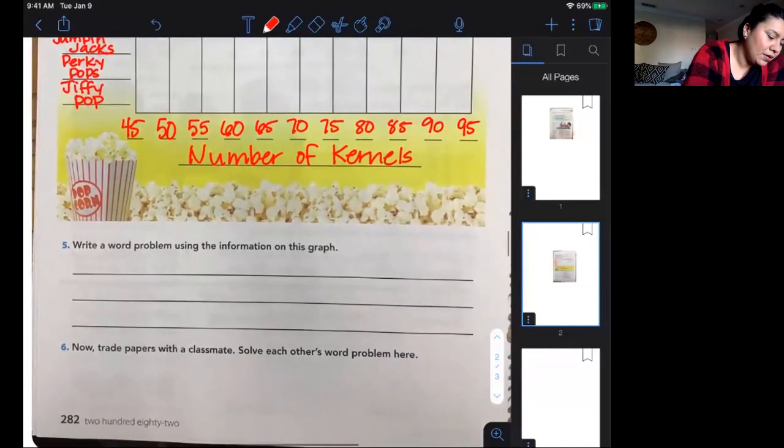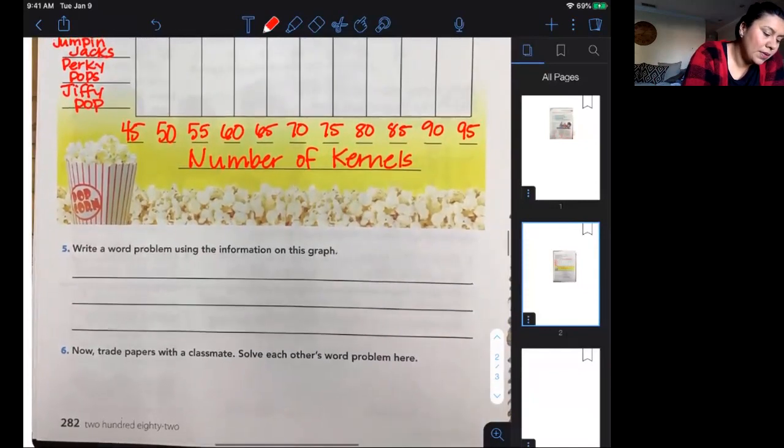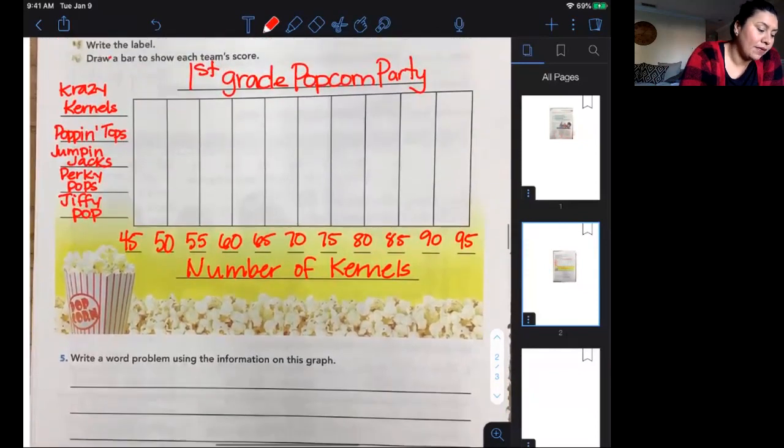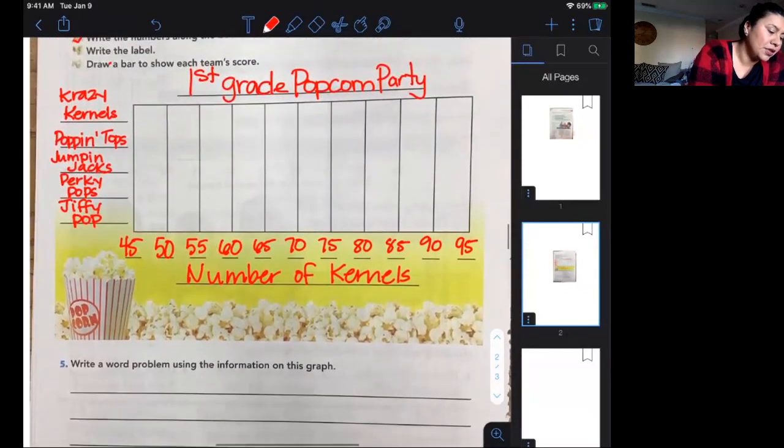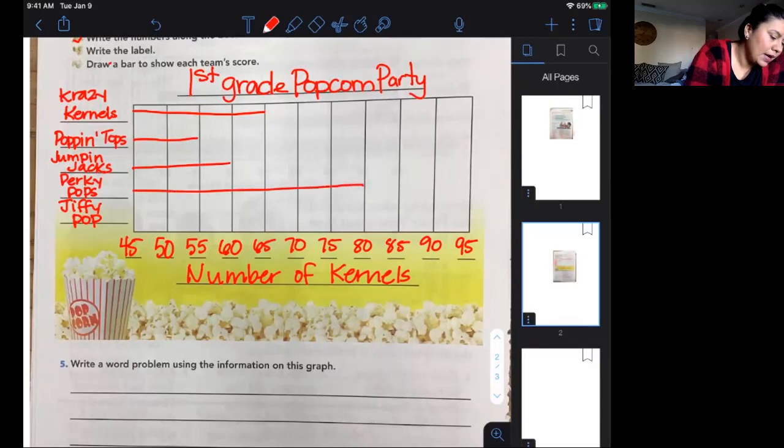Then from there, you're going to write a word problem using the information on the graph. Well, let's graph it first. So how many did the Crazy Kernels have? Let's say they had 70. The Poppin' Tops, let's say they had 55. Jumpin' Jacks, 60. Perky Pops, 80. Jiffy Pop, 90.